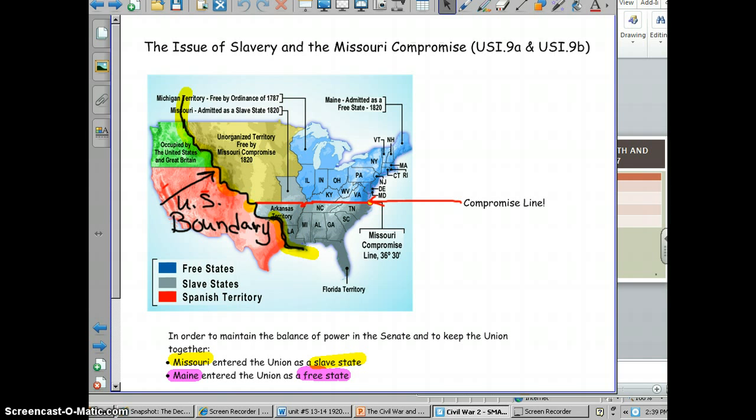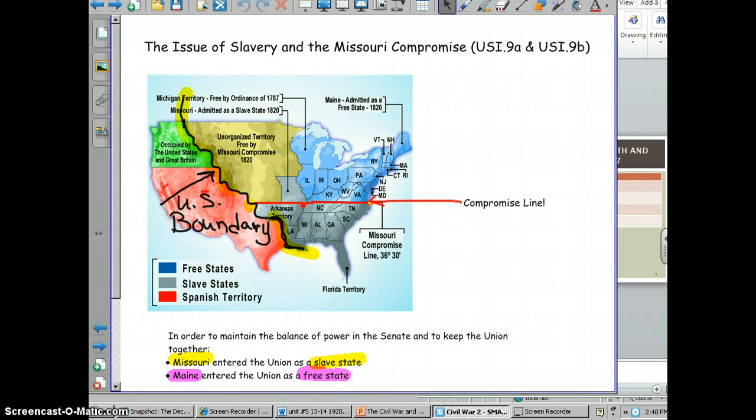The first time the issue was brought up was with the Missouri Compromise, which was made in 1820. Before 1820, there was the exact same number of slave-owning states and free states in our country, 11 free states and 11 slave states. However, this balance of power was upset with the entrance of Missouri, which had been a territory. You had to be a territory first before you could apply for statehood. When Missouri applied for statehood, this upset the balance of power between slave and free states in our country.